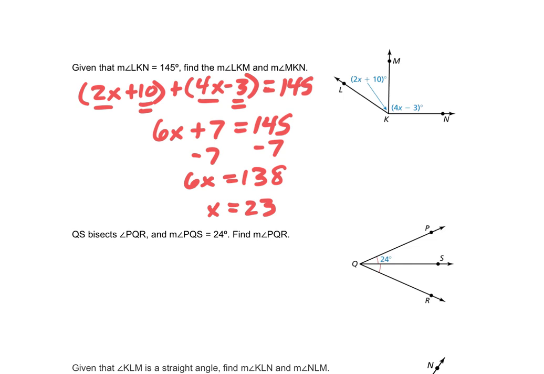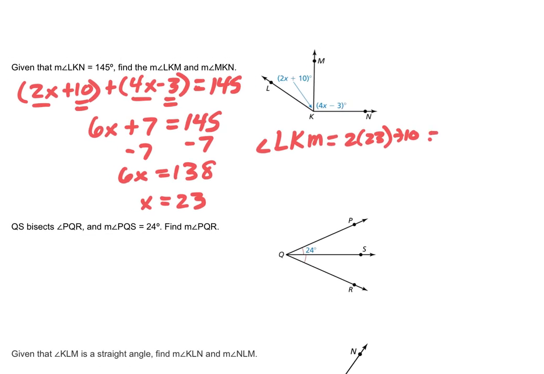It says let's find the measures of those two angles, okay? So what do we got to do with 23? Got to plug it in, okay? Plug it in right here. 2 times 23 plus 10. So angle LKM equals 2 times 23 plus 10. And that would be 56 degrees.